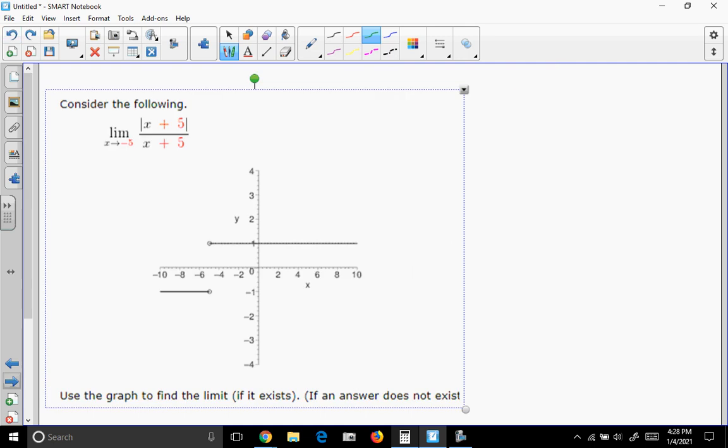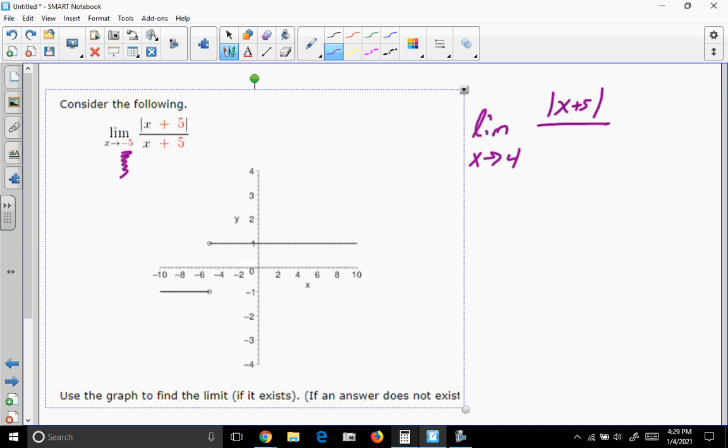All right, let's go on to the next one. Now let's look at this one. Here, where are we taking the limit? We're taking the limit as x approaches -5. Now let's compare that with taking the limit as x approaches 4 of that same function.